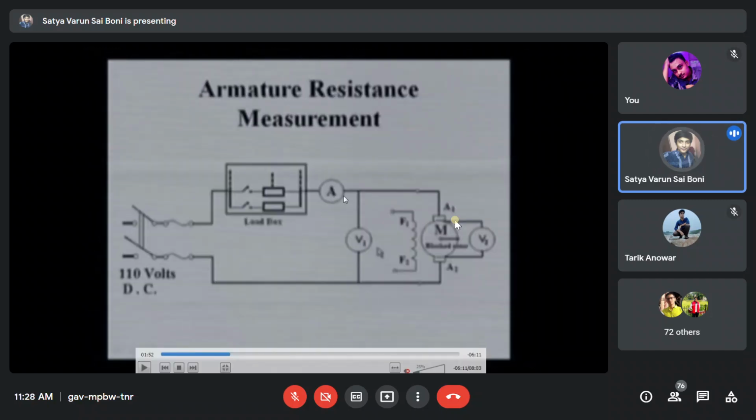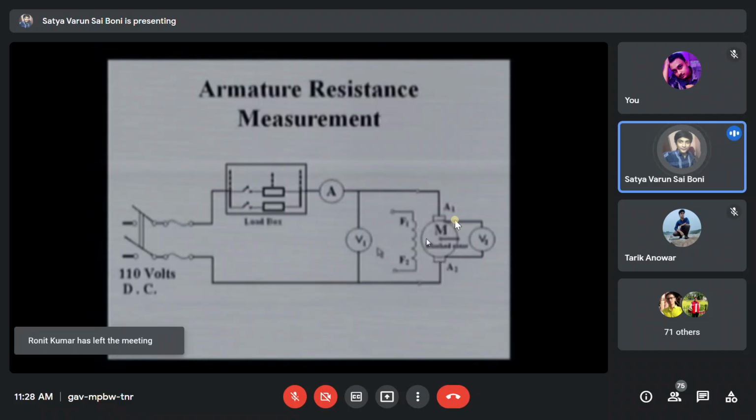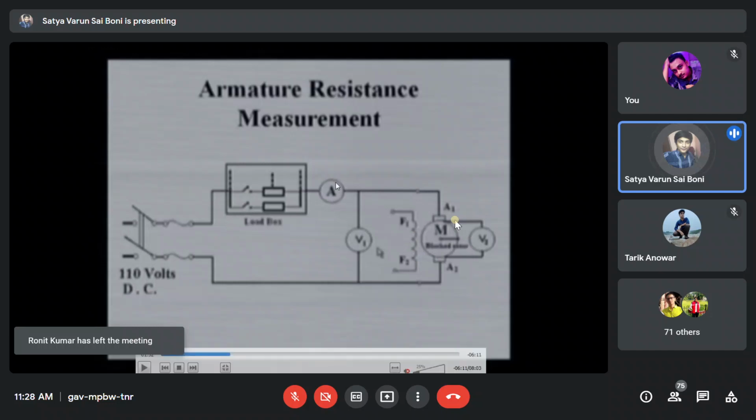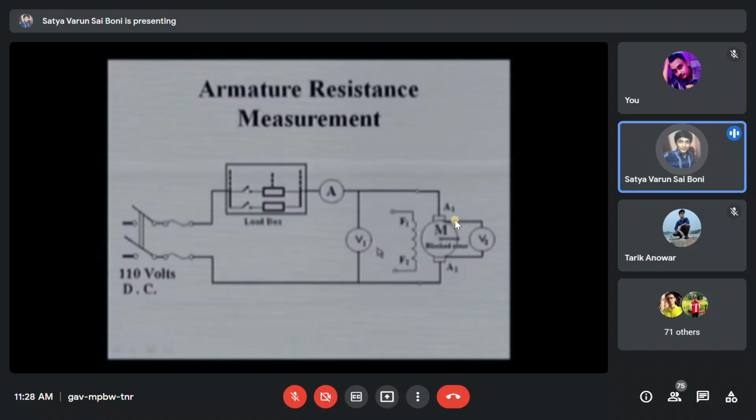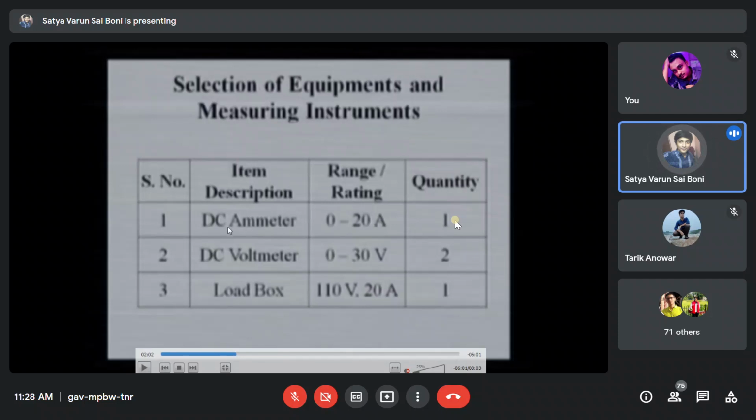Coming to the ammeter, we are inducing current into the armature of the machine. Normally the machine rating is given. I will show you in another video where the machine rating is clearly given, that it is around 16 amps. So our ammeter should be in the range of 16 amps. So we have taken the range of 0 to 20 amps.